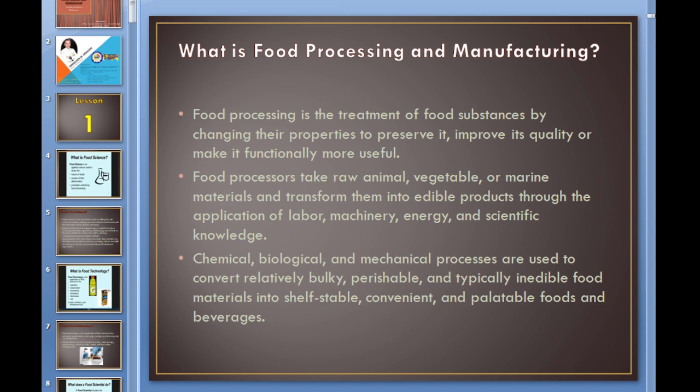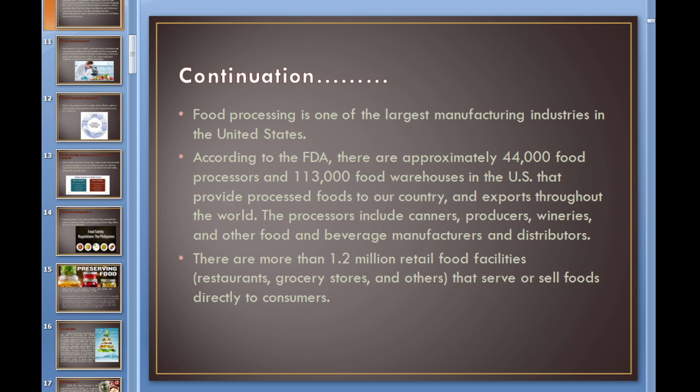So, next, food processing is one of the largest manufacturing industries in the United States. According to the FDA, there are approximately 44,000 food processors and 113,000 food warehouses in the USA that provide good incomes, and it also provides employment.